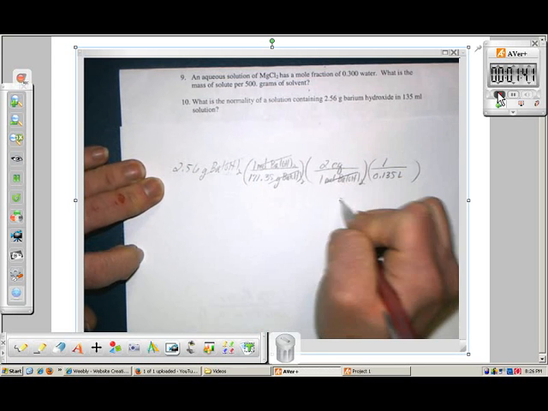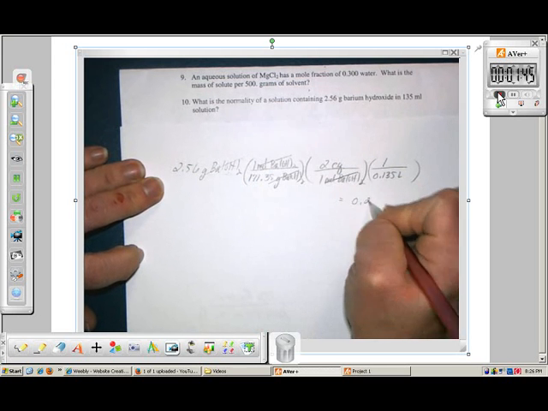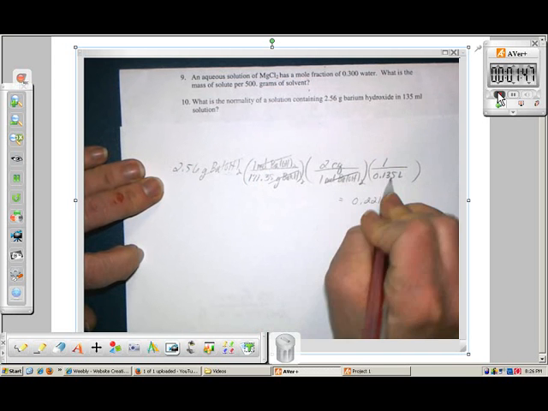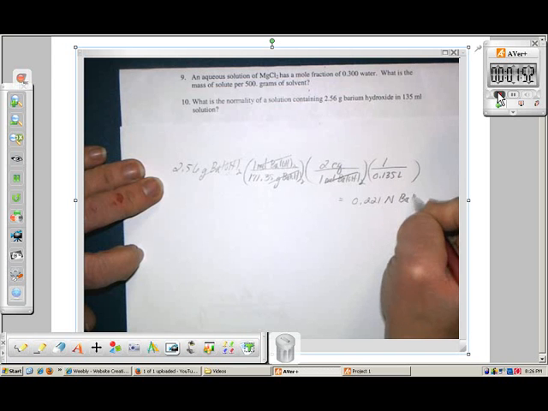And this will not restrict, it's an exact value. We get 0.221, and equivalents per liter is normality. And what is our solute? Barium hydroxide. Nice and easy, nice and easy.